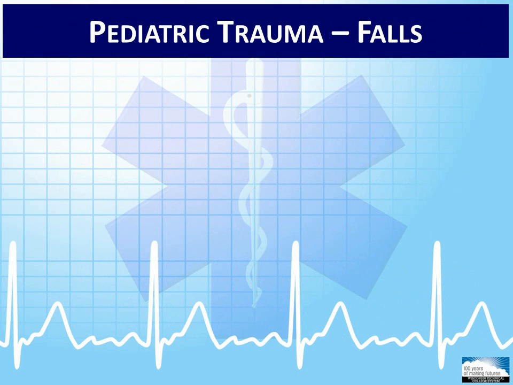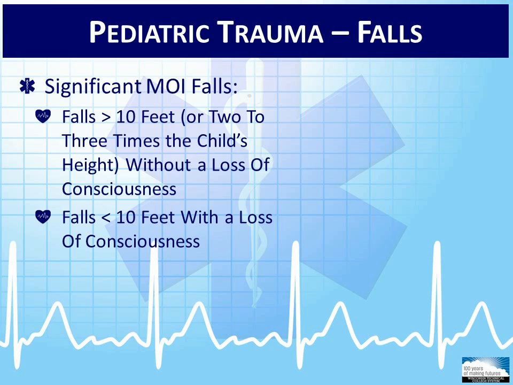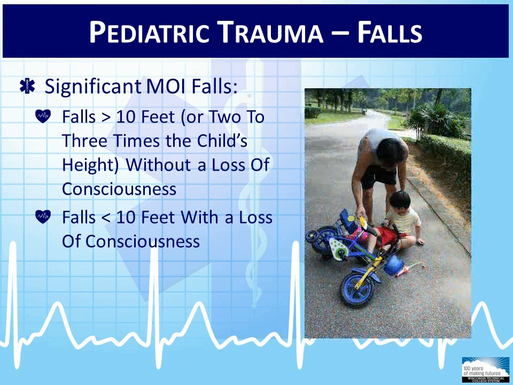In the adult patient, falls from a height 3 times that of the patient's height are considered to be significant. Significant falls for the pediatric patient, on the other hand, are those from a height of greater than 10 feet without a loss of consciousness or less than 10 feet with a loss of consciousness. Main areas in which injuries commonly occur include the head and spine. Remember that the younger child's head is larger in proportion to the rest of his or her body. Given a fall, it is very common for the head to strike the ground first.